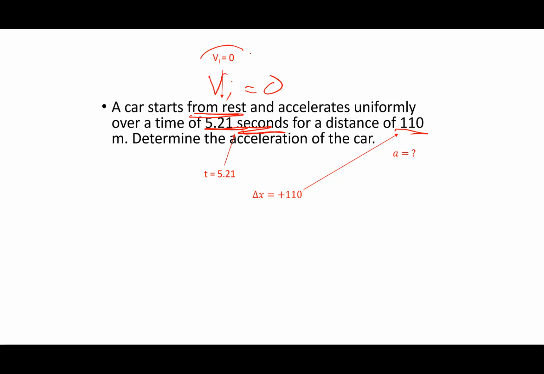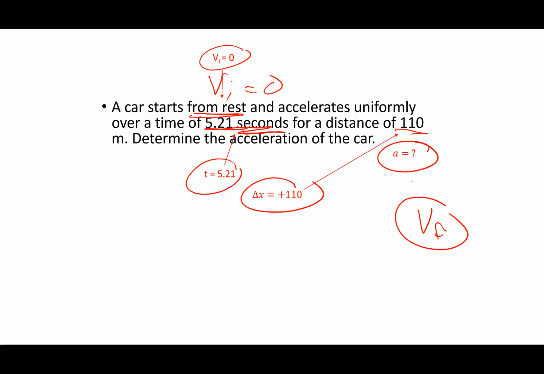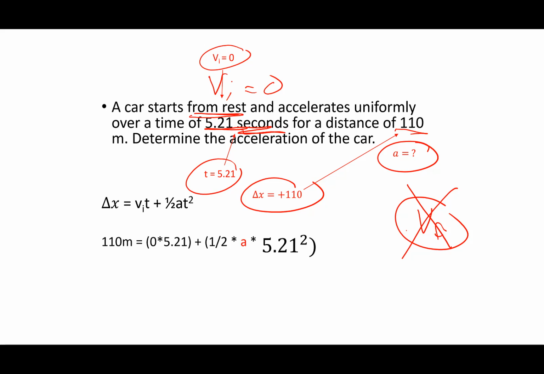So my formula must have vi, t, delta x, and a. What I do not need is vf. I don't need that. So I use the formula with no vf. And this is the correct kinematic formula. Plug in the numbers, and you get the answer.